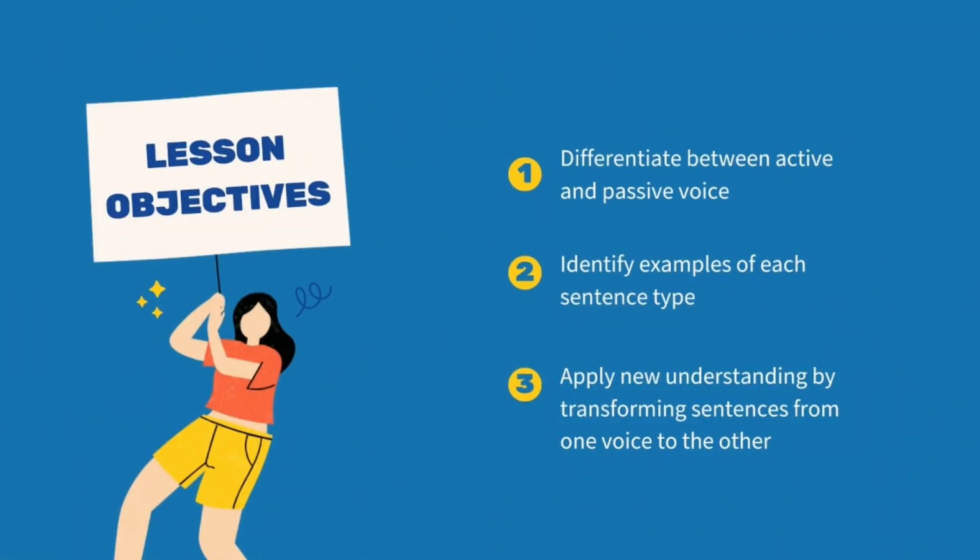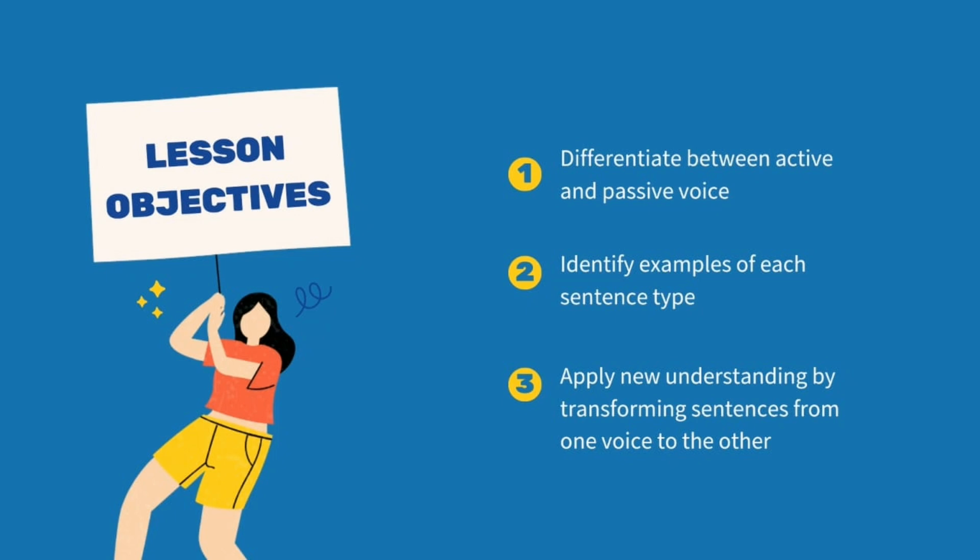Okay, so let's go straight into the lesson objectives. By the end of today's lesson, you should be able to differentiate between the active and the passive voice. Then we should be able to identify examples of each sentence type. When you see a sentence in the active voice, you should be able to identify it as a sentence in the active voice. And when you see a sentence in the passive voice, you should be able to say that it is in the passive voice.